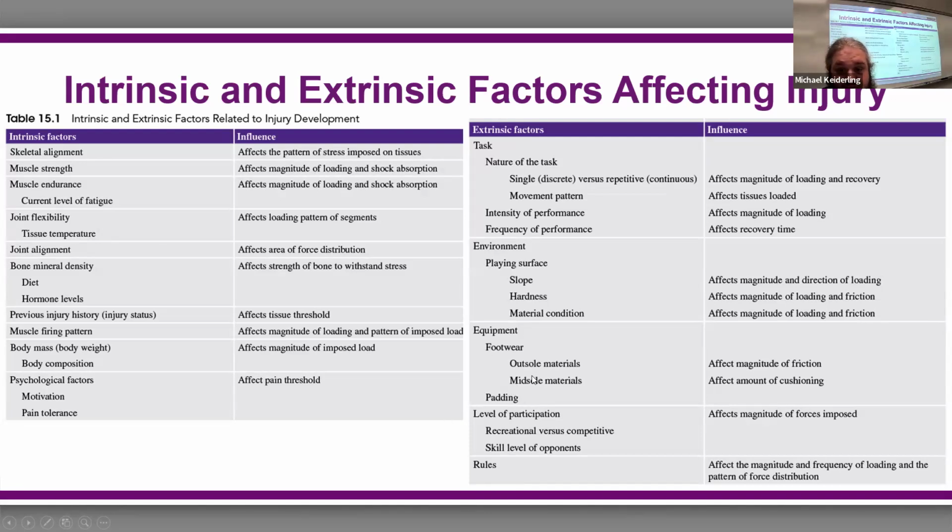Your equipment, things like your footwear, like outsole materials can affect the magnitude of friction. Your midsole materials can affect the amount of cushioning, the amount of padding you have. Also, the thickness of your footwear can affect the magnitude of the torsion involved for various forces. And the level of participation, is it recreational versus competitive? And the various skill level of opponents, this can affect the magnitude of the forces involved. And then the rules for the sport or the game can affect the magnitude and frequency of loading and the pattern of the force distribution.